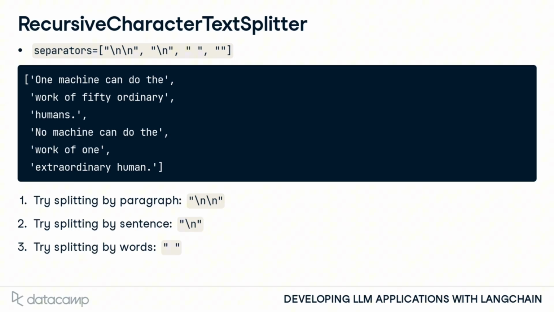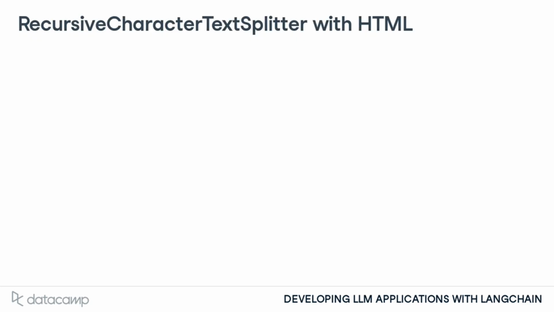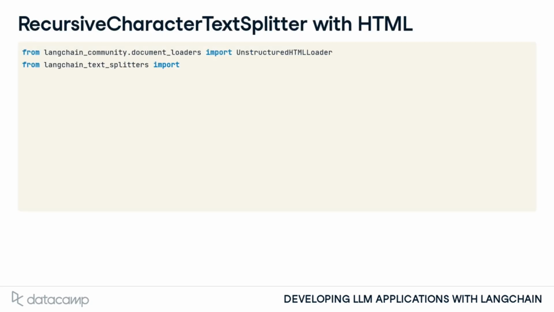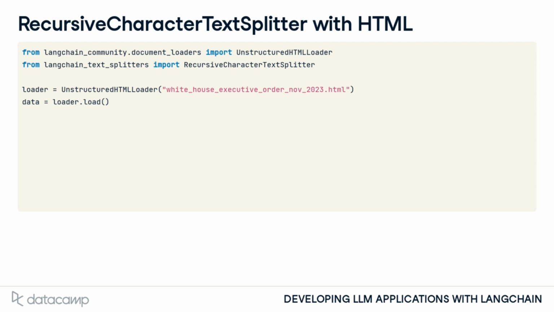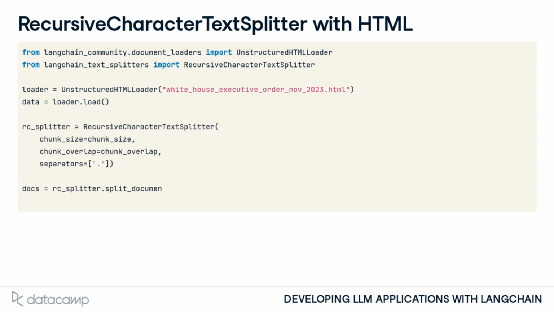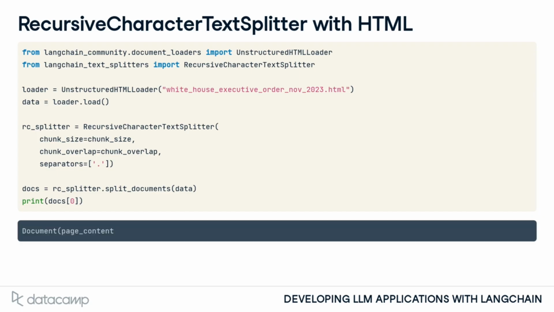However, some of these chunks are too small to contain meaningful context, but this recursive implementation may work better on larger documents. We can also split other file formats like HTML. Recall that we can load HTML using unstructured HTML loader. Defining the splitter is the same, but for splitting documents, we use the split documents method instead of split text to perform the split.